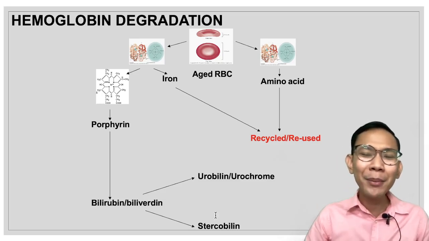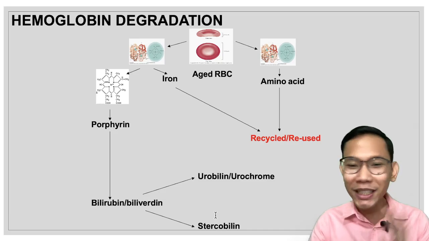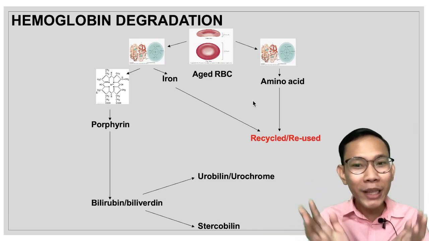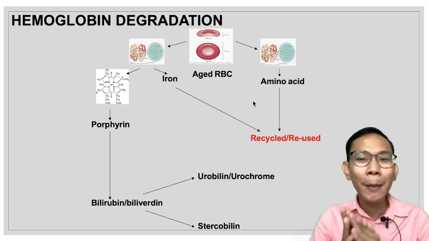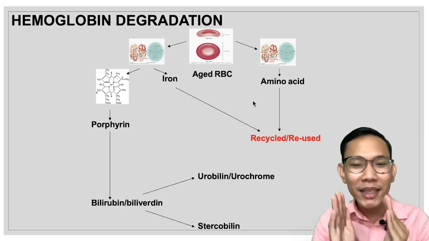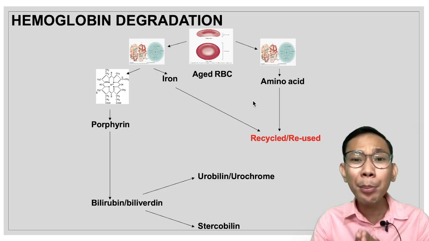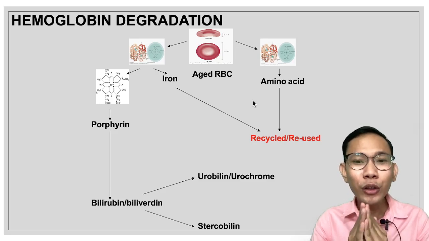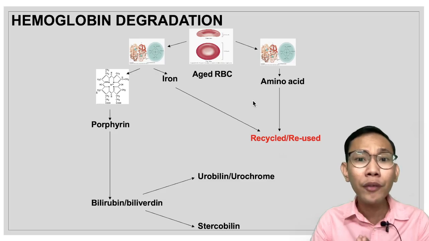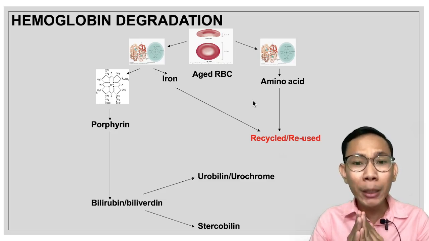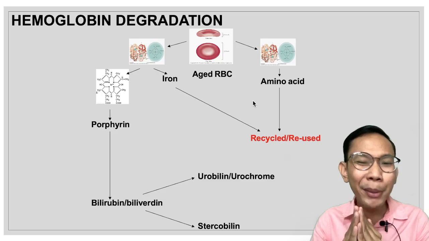Again, Doc, paulit naman, Doc, please. Again, sige, ulit-ulitin natin. It's okay for me. Unang-una, your RBC becomes aged. Matanda ng ating RBC, napakasinis. So it's not capable of transporting oxygen. So therefore, it has to be engulfed by your macrophages. So what will happen? Your hemoglobin will be liberated.